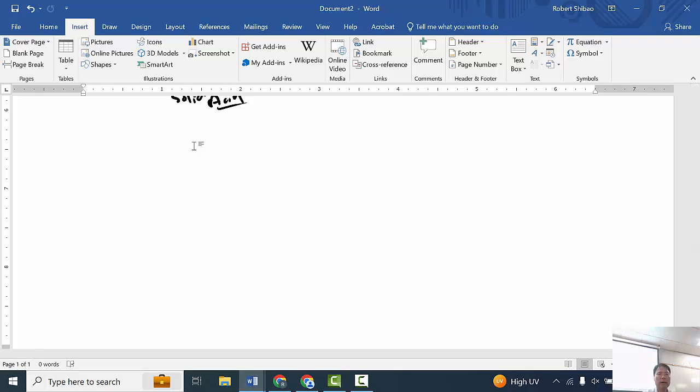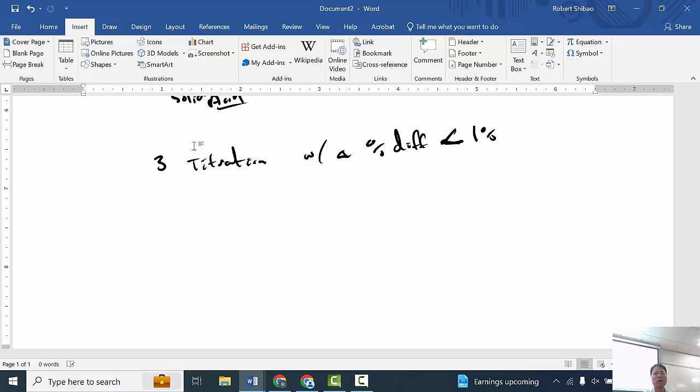We want a minimum of 3 titrations with a percent difference less than 1%. So here you have a little bit more leeway. In part 1 it was 0.5%. In part 2 it was a full 1%, with a percent difference of less than 1%. But since we didn't use the same amount of acid for each trial, we're not going to use the volume. Instead, we're going to use the volume to mass ratio.